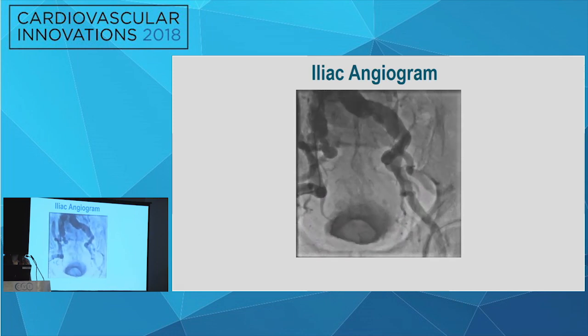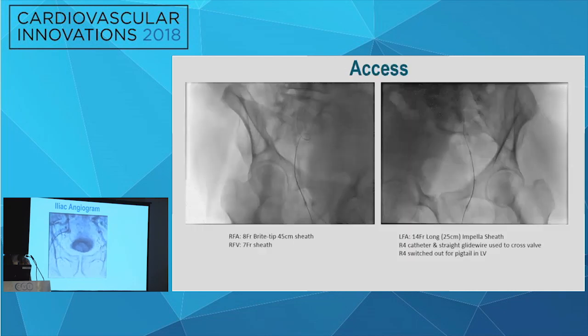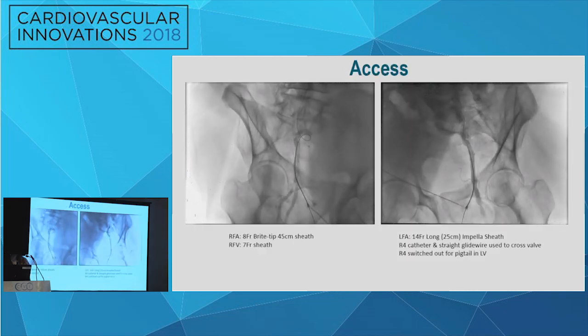So these are his iliacs, good sized, pre-tortuous. And so we put in a 14 French sheath in his left femoral artery, used an R4 straight glide wire, crossed the valve, and switched it out for a pigtail in the LV. So if we needed, we could just put in an Impella quickly.